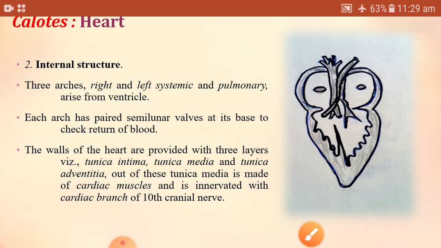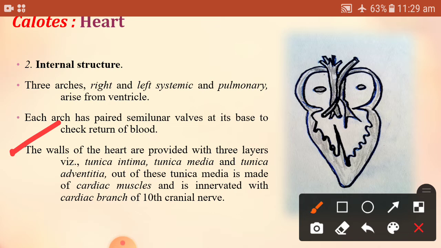Then again, one important point: the wall of the heart is made of three layers. That is, the first is the tunica intima, the second layer is the tunica media, which is the middle layer, and the third layer is the tunica adventitia. These are the three layers of the heart.